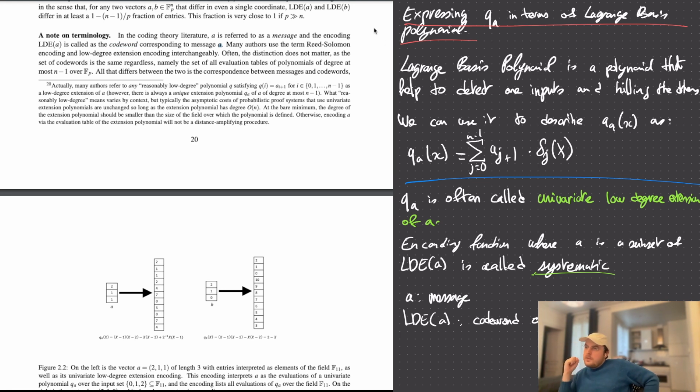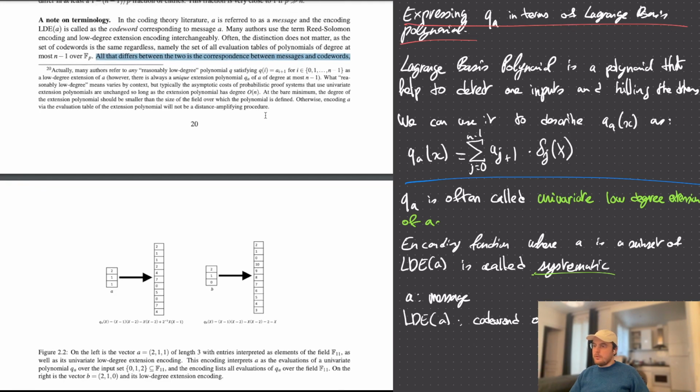Many authors use the terms Reed-Solomon encoding and low degree extension interchangeably. Often the distinction does not matter, as the set of codewords is the same regardless. Namely, the set of all evaluation tables of polynomials of degree at most n-1 over Fp. The set of codewords is the same. All that differs between the two is the correspondence between messages and codewords.